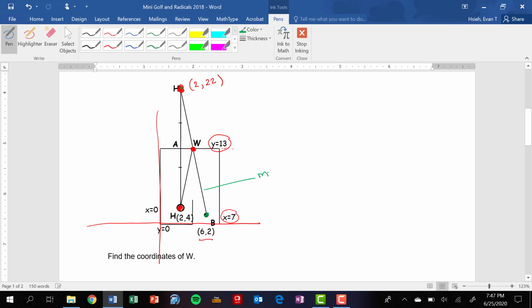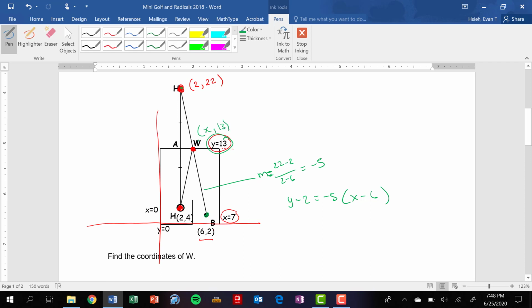So the slope is going to be 22 minus 2 divided by 2 minus 6, or negative 5. That's my slope. Okay, which makes sense. It's a negative slope, a pretty steep negative slope. And my equation now is going to be y minus 2 equals negative 5 times x minus 6. And I know the y value already. This point has to have a y value. It's going to be (x, 13).